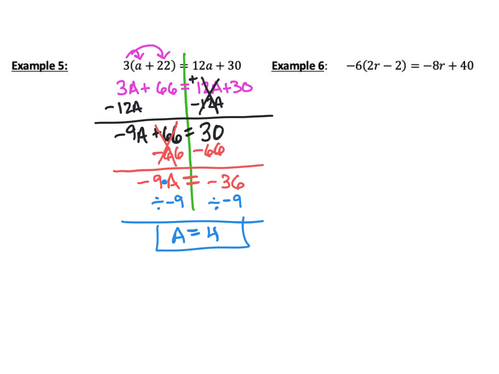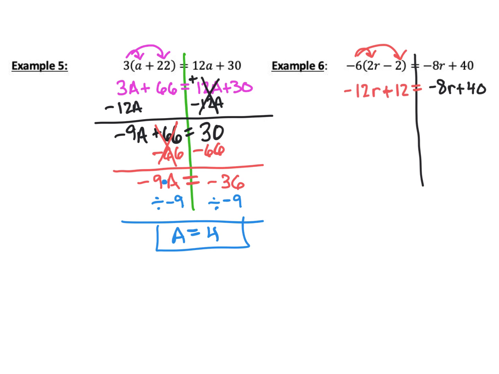All right, so let's look at example number 6. Go ahead and try example number 6 and then come back to me. All right, let's try it. So first of all, let's go ahead and multiply in our negative 6. So then I have negative 6 times 2r is negative 12r. Negative 6 times negative 2, or minus a negative, ends up being a positive 12. And then we can bring down our negative 8r plus 40.